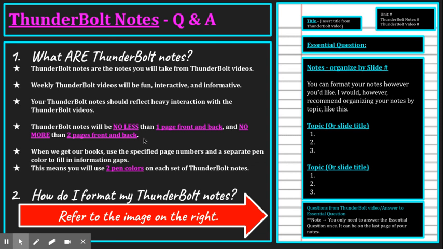Length requirements for Thunderbolt notes. No less than 1 page front and back. No more than 2 pages front and back. I'm going to be pretty strict with this. If your notes for a Thunderbolt video are more than 2 pages front and back, then you will not get full credit, and I will have to take points off. I'm not going to not give you any credit because that wouldn't be fair, because you still did the work.